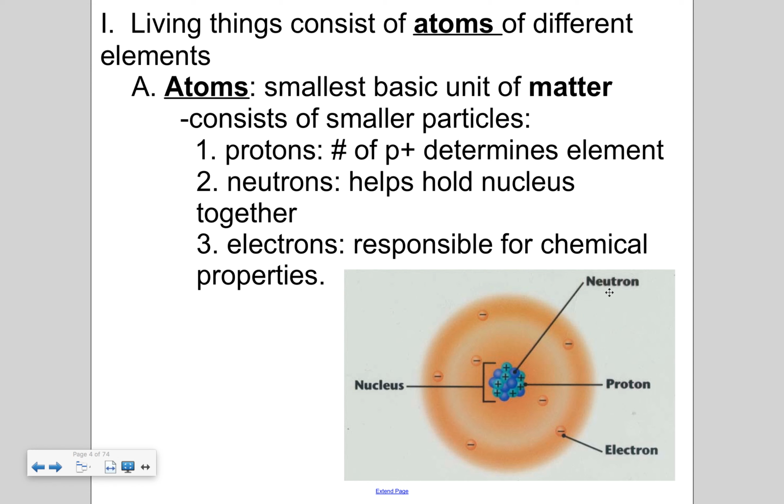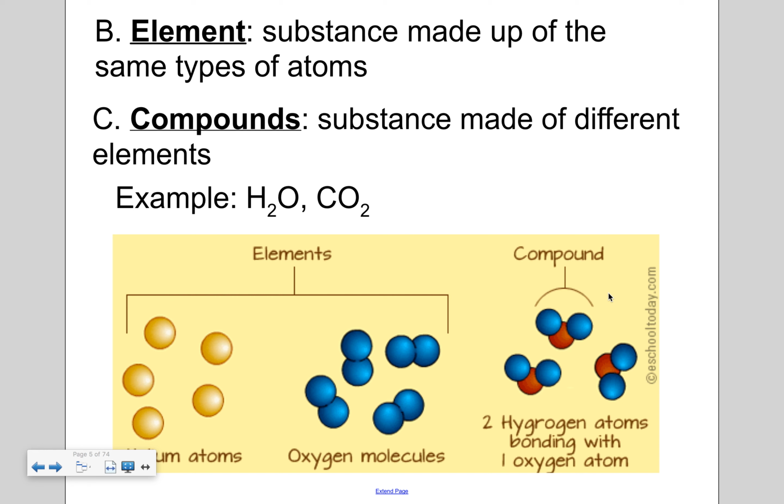Now outside the nucleus we have electrons, and electrons have a negative charge, and they are mostly responsible for chemical properties, how reactive this element is. It has everything to do with filling an outer energy shell, and I'll get more to that in this video. Okay, so an element is a substance made up of the same types of atoms.